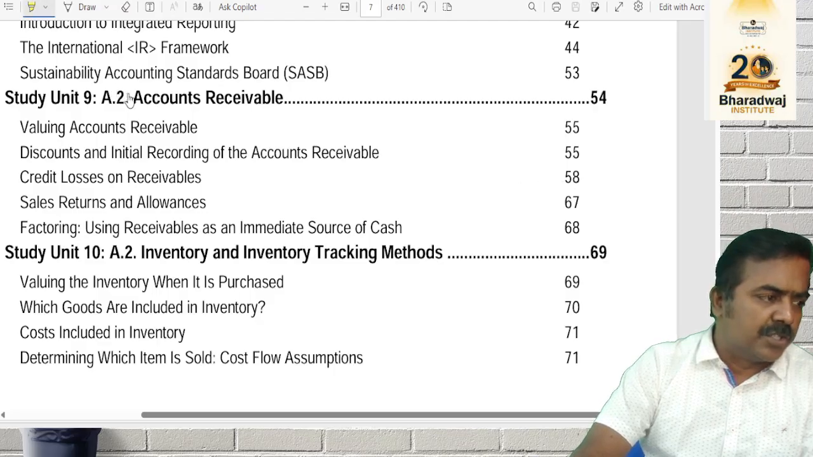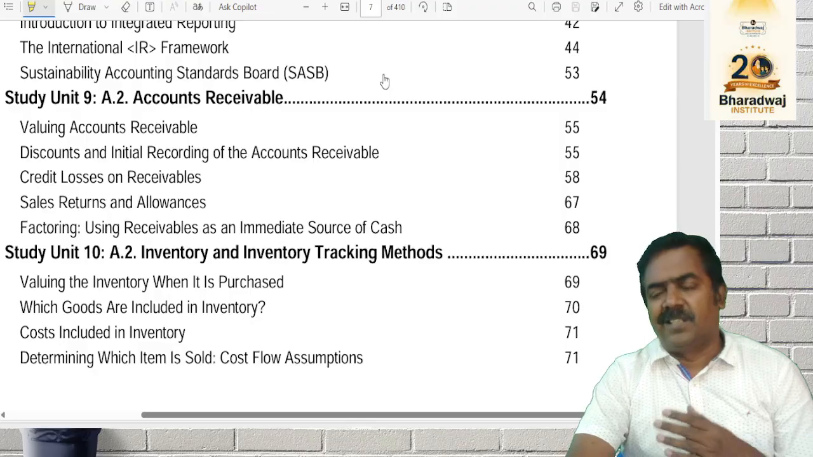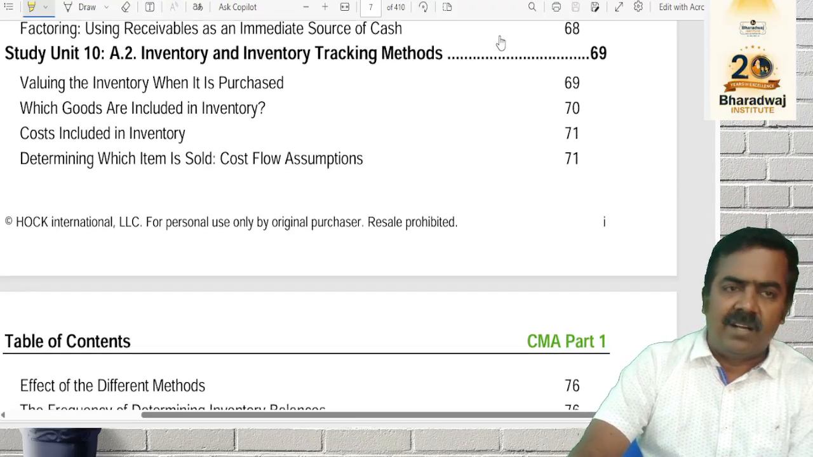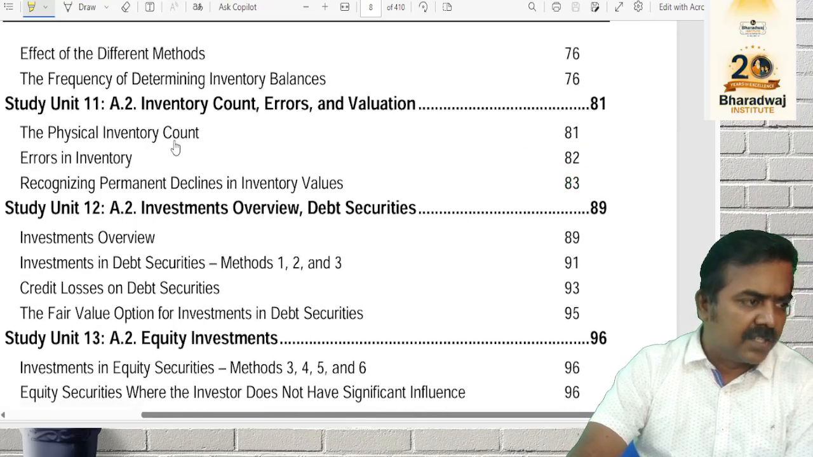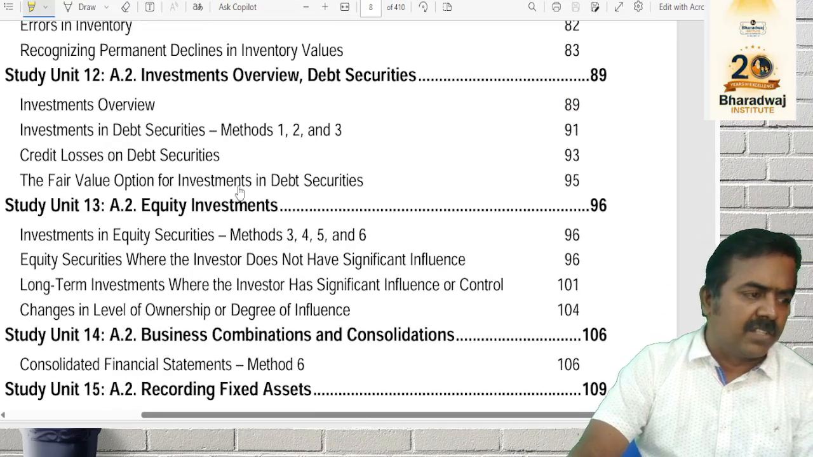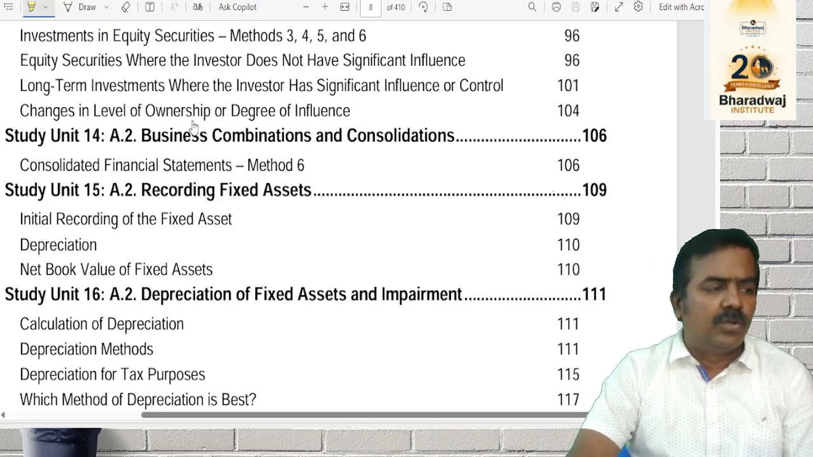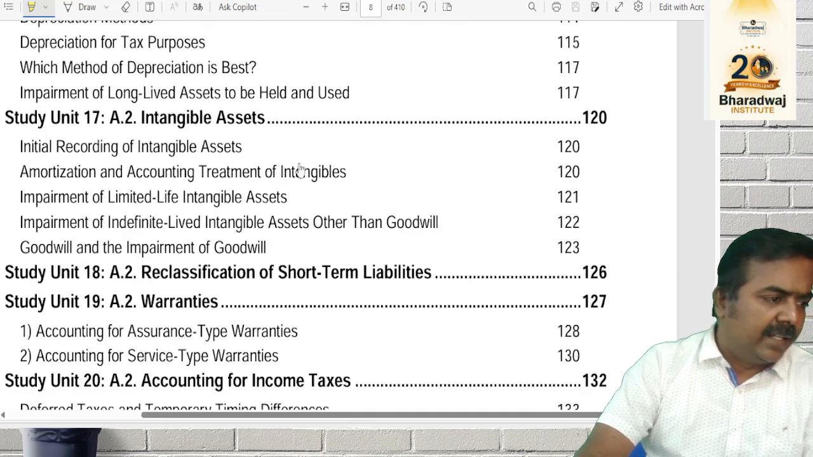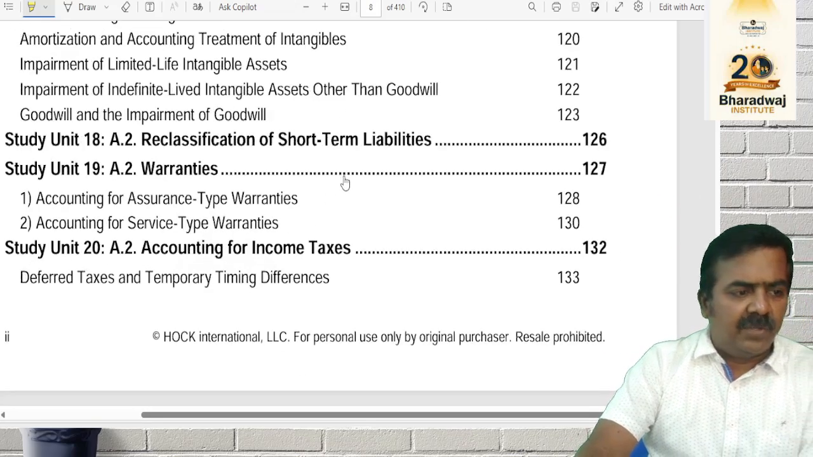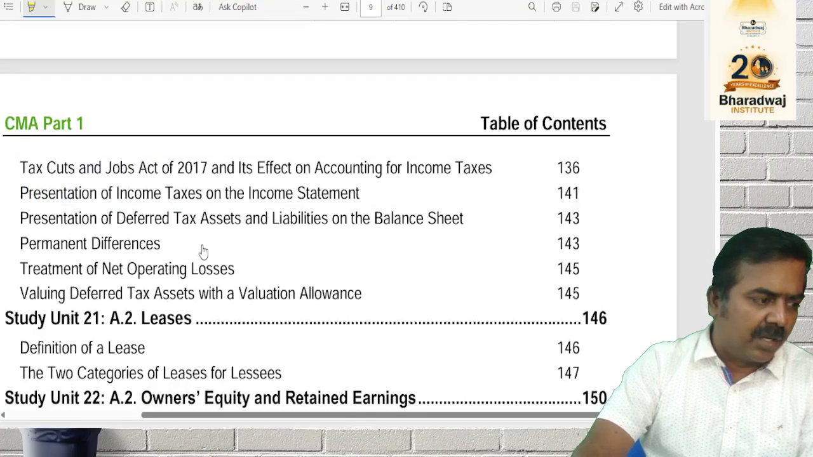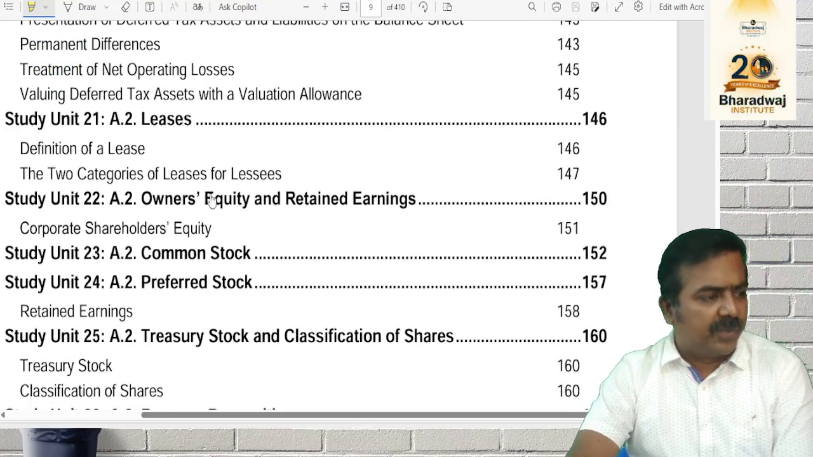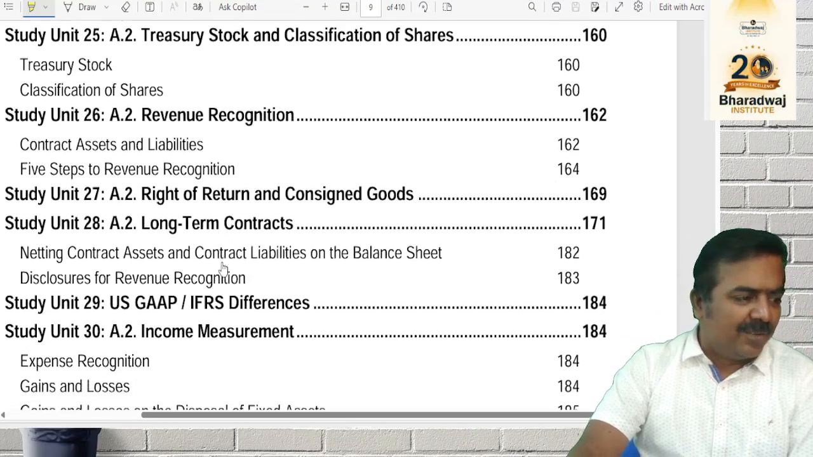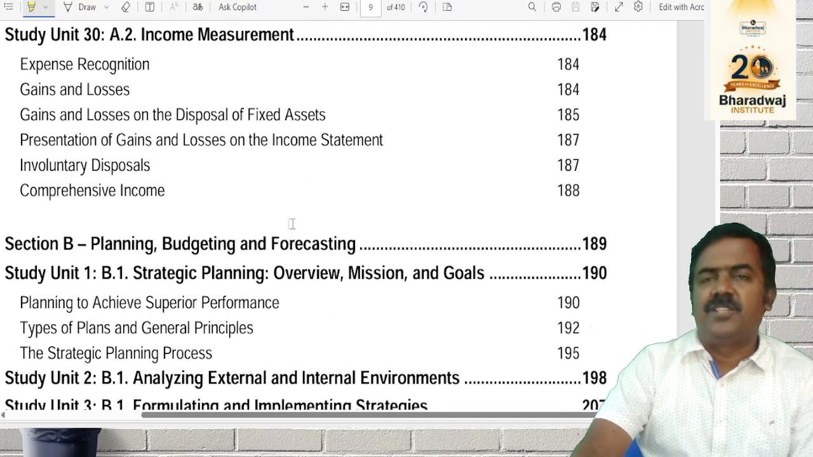There are certain aspects in financial statements which we are going to deal with. What to do for accounts receivable? Accounts receivable is nothing but credit sales, debtors, how to account for them, how to value the inventory, different methods, then different types of investments, how to record, how to go for business combinations and consolidations, fixed assets and intangible assets. Then on the liability side, we have short-term liabilities, warranties, and which one? Accounting for income taxes, how to provide for leases, retained earnings, common stock, preferred stock, treasury stock. Like this, we are going to learn the ins and outs of financial reporting.